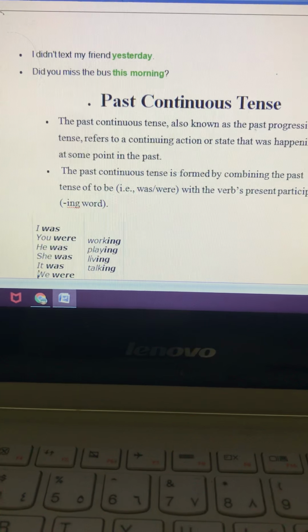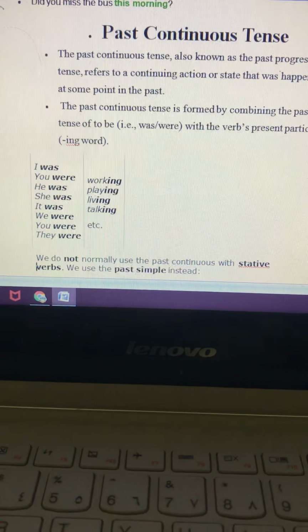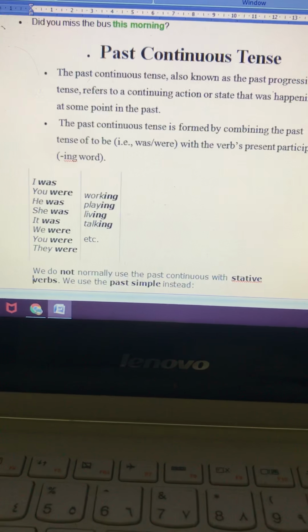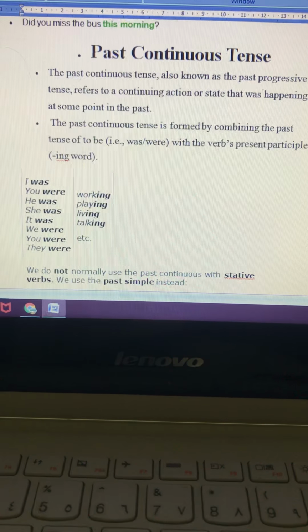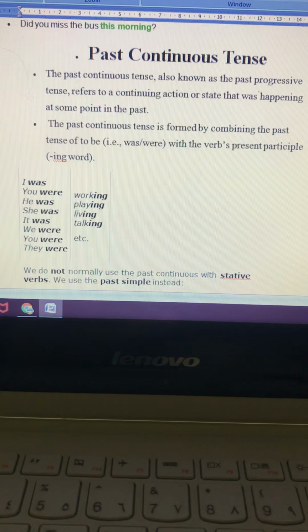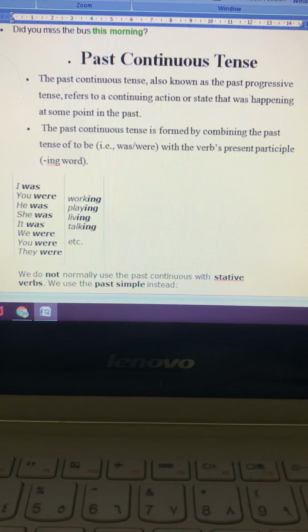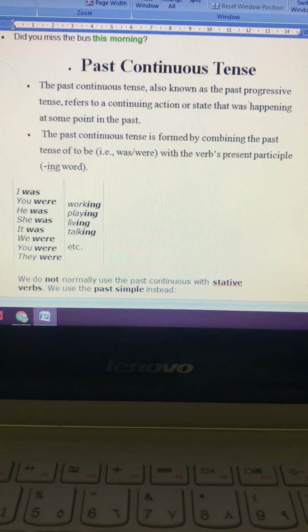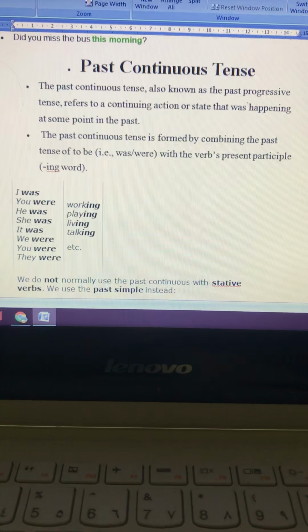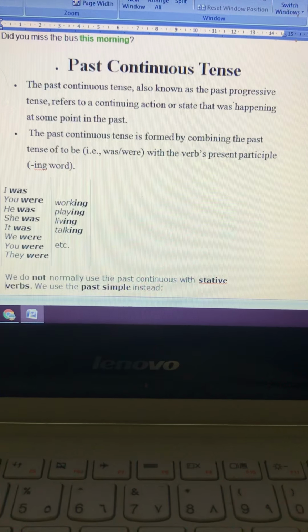For example, I was working. You were working. He was working. She was working. It was working. We were working. You were working and they were working. He, she, it, and I with was, and the rest of the pronouns with were.